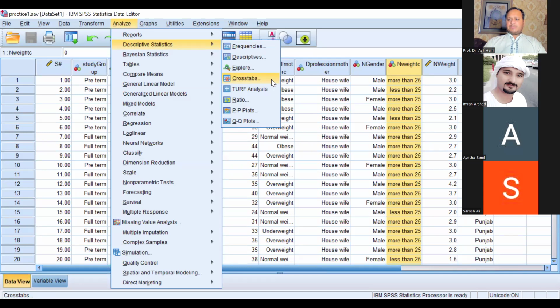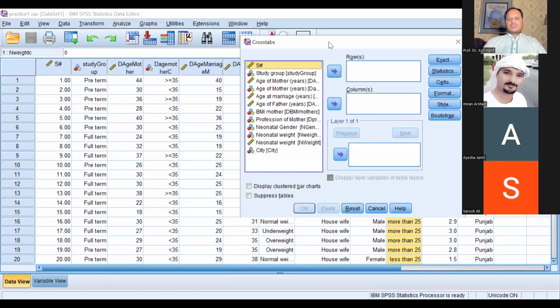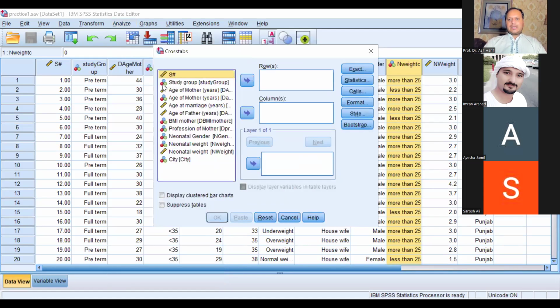Although it is a type of inferential test, it is given in crosstab, under descriptive, because a simple crosstab is descriptive, and when we apply some test in its options, it becomes an inferential statistical test. Suppose, look, what is dependent? Always remember, the dependent variable is taken in the column. My study group, like preterm birth and full-term birth, is my dependent variable. I will take it in columns.